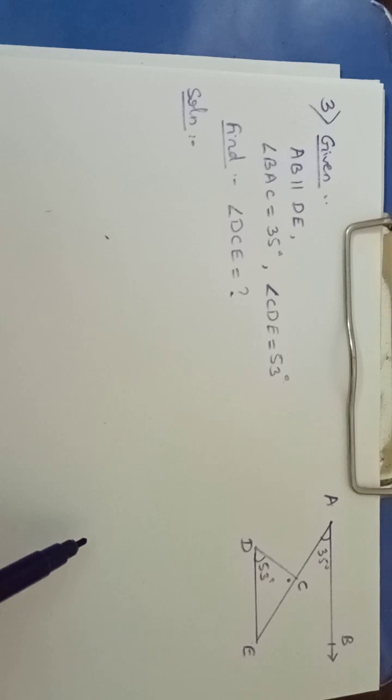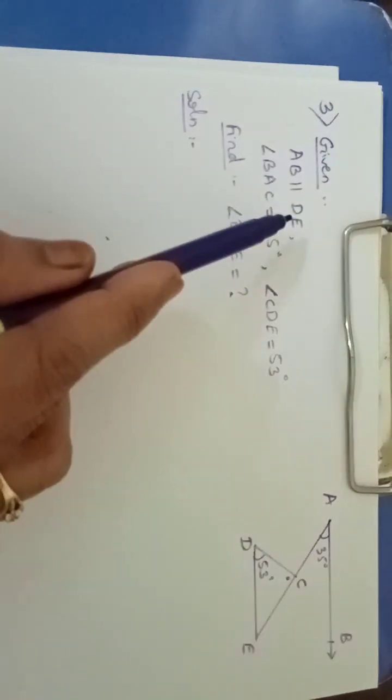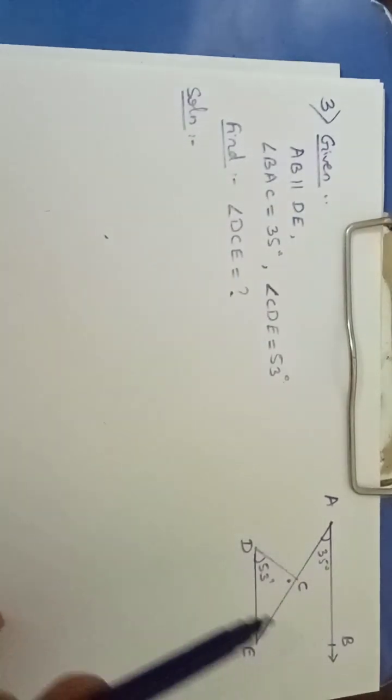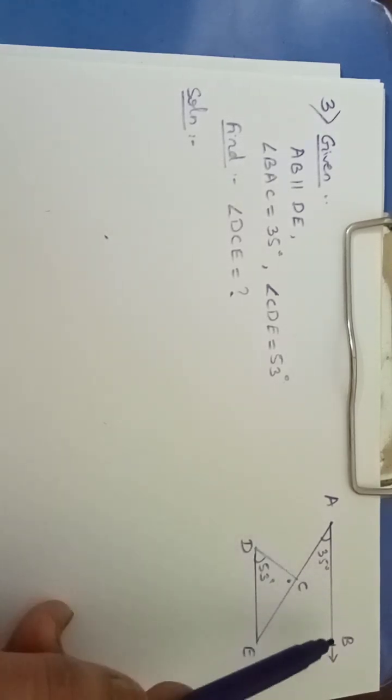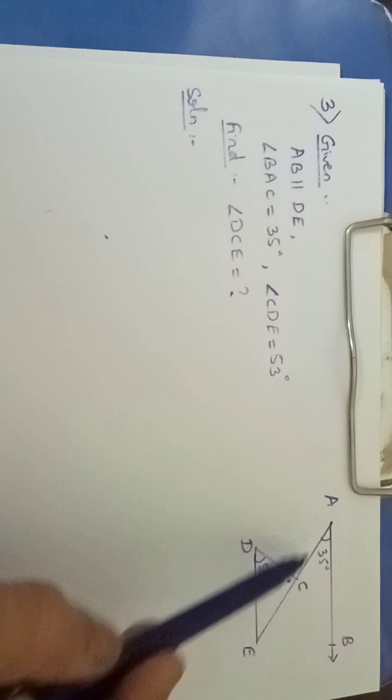Now how will you proceed? Whatever is given to you, you have to start from that. Now AB is parallel to DE, so that means AC is the transversal.